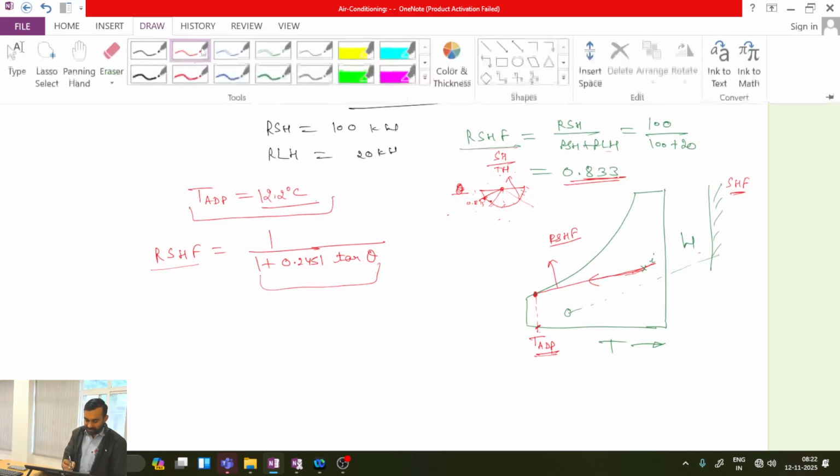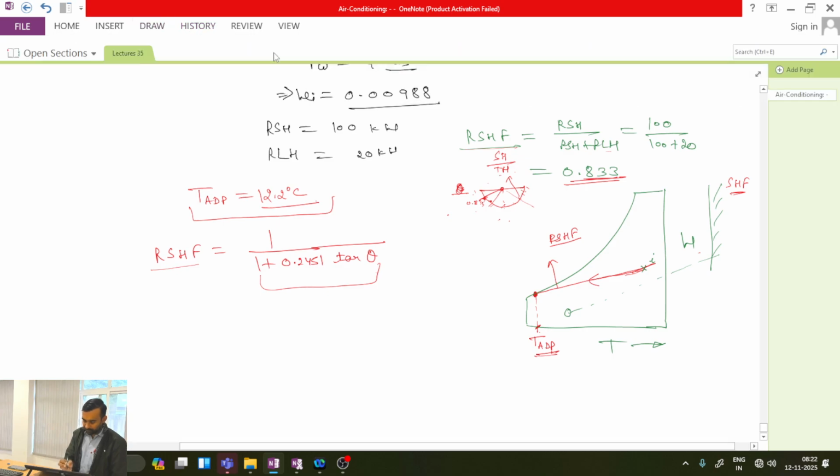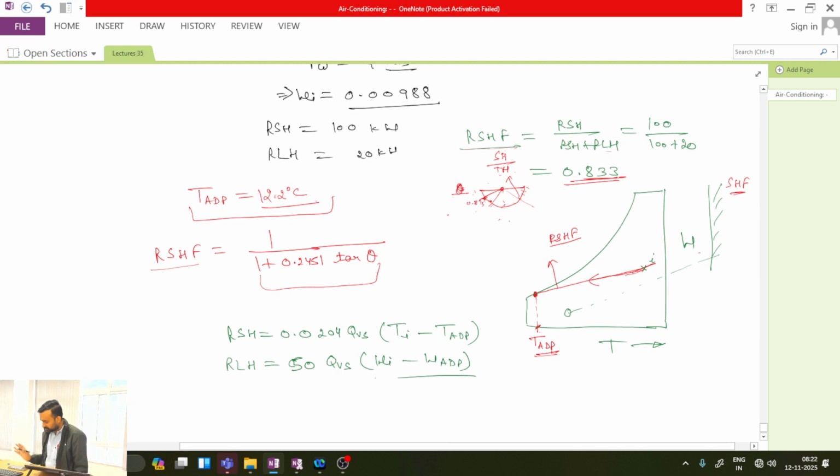What is my RSH equation? Please tell me. RSH is 0.0204 QVS recirculated air into (TI minus TADP), correct? Then another equation I will have is RLH. RLH will be 50 times QVS into (WI minus WADP). All are clear with this point?